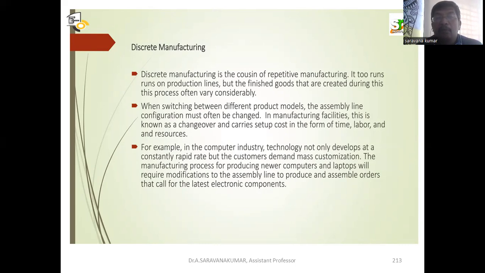For example, in the computer industry, technology not only develops at a constantly rapid rate, but the customers demand mass customization. The manufacturing process for producing newer computers and laptops will require modifications to the assembly line to produce and assemble orders that call for the latest electronic components. So that is discrete manufacturing.